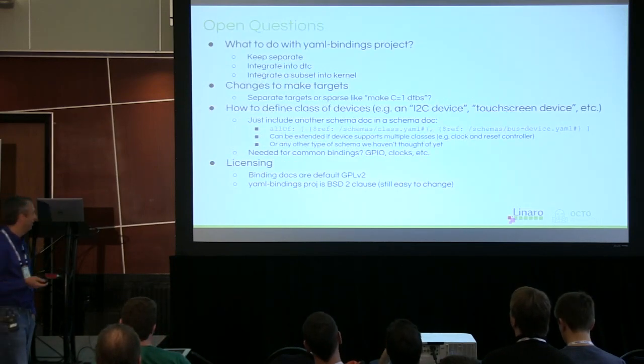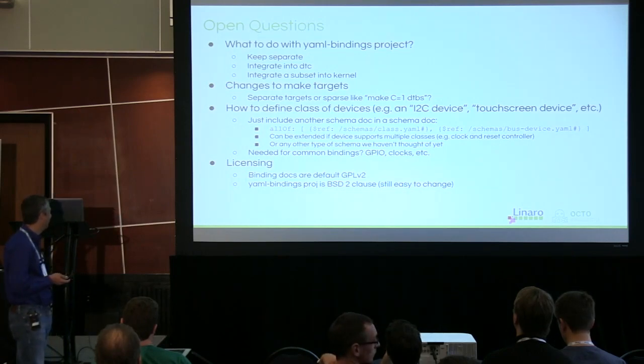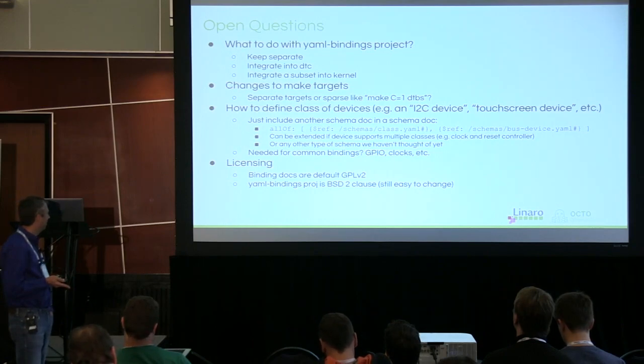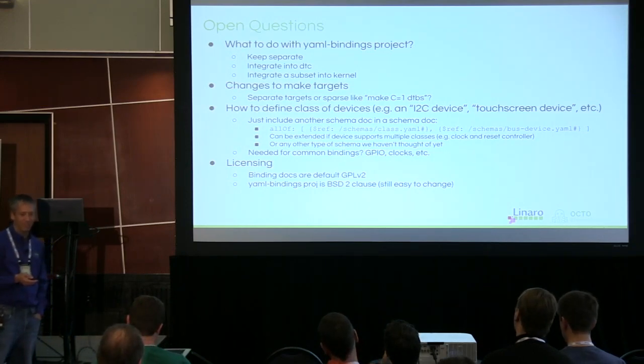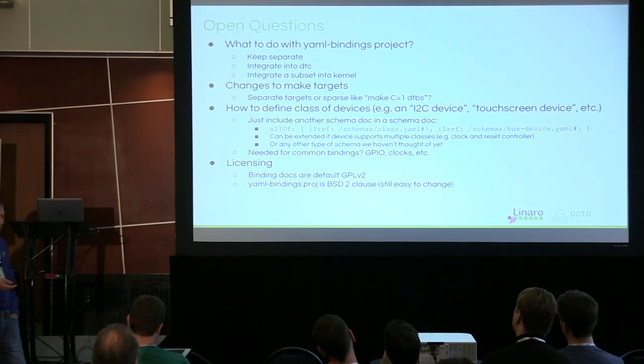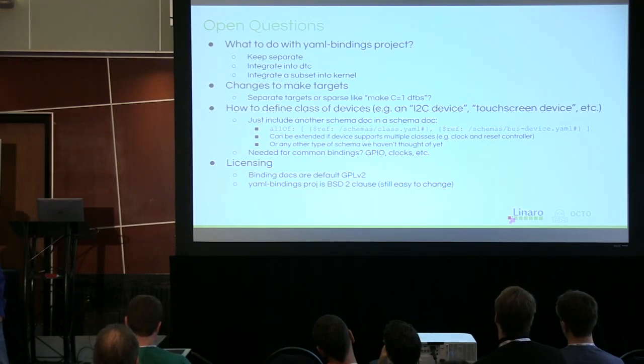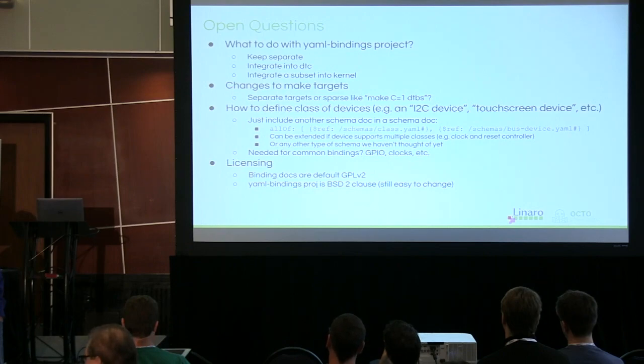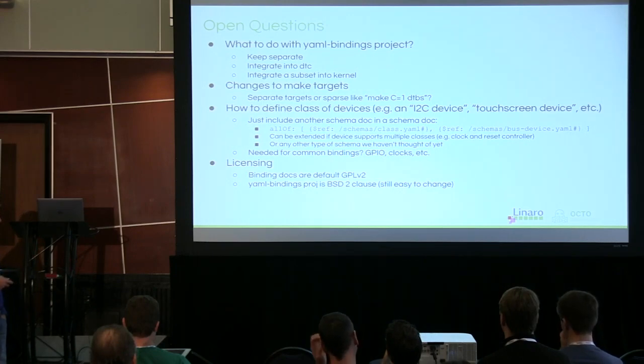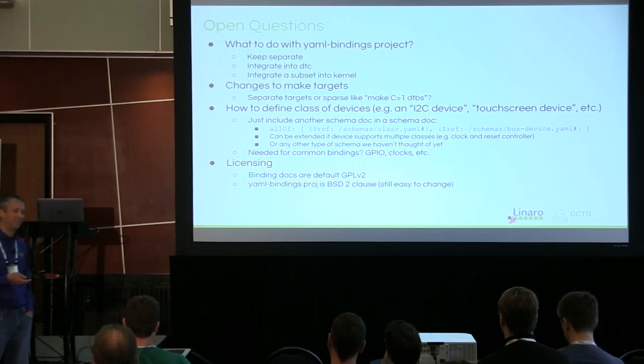So kind of open questions that I have, what to do with the YAML bindings project. I think the options are keep it separate. I know Grant's in favor of integrating to DTC, or integrate a subset of it into the kernel directly. I'm leaning toward keeping it separate for now so it can be iterated on more quickly. I go back and forth kind of on the model for the make targets, whether we should have separate targets like I do now or do something more like when you build sparse. Not sure, so any input there would be useful.